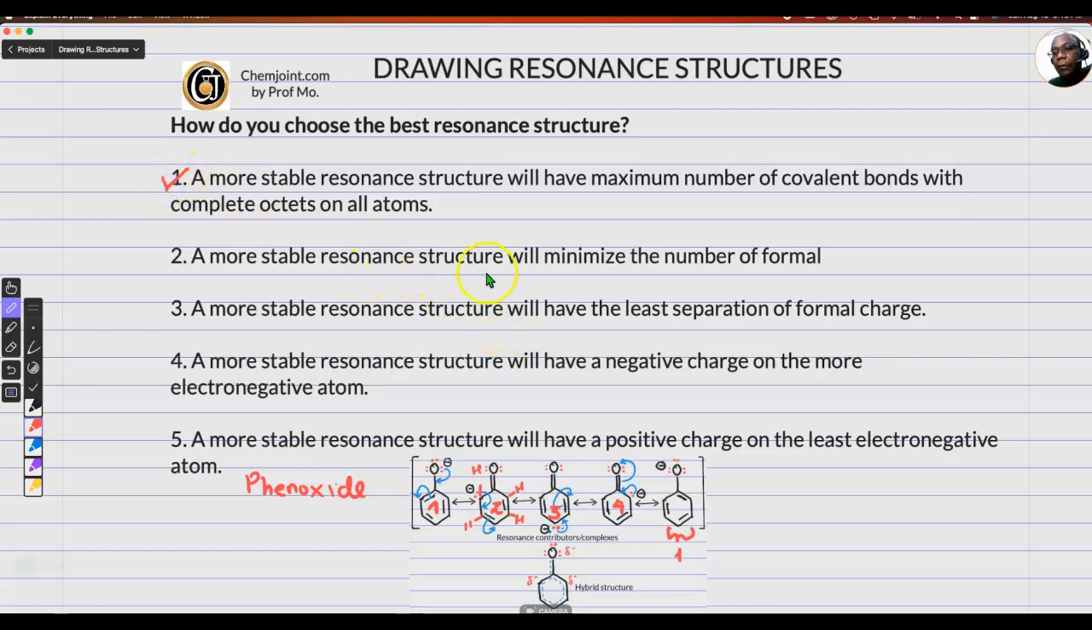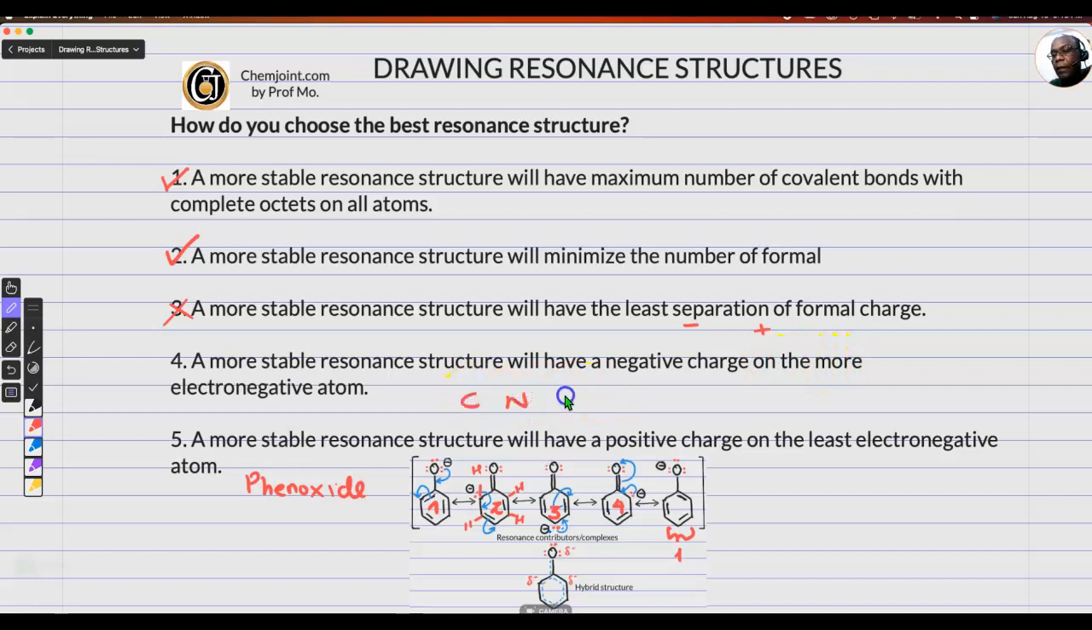passes. A more stable structure will minimize the number of formal charges. All of them have negative charges. That passes. A more stable resonance structure will have the least separation of formal charge. I only have one charge, so I can't consider charge separation, meaning I can't consider how far the negative is from the positive. So that does not apply. A more stable resonance structure will have a negative charge on the more electronegative element.